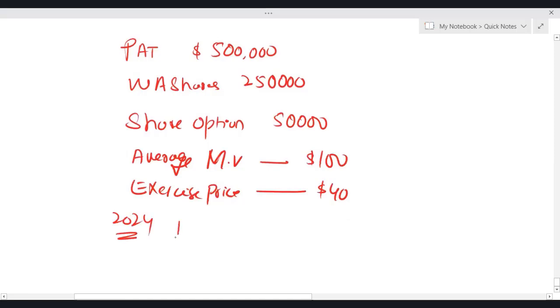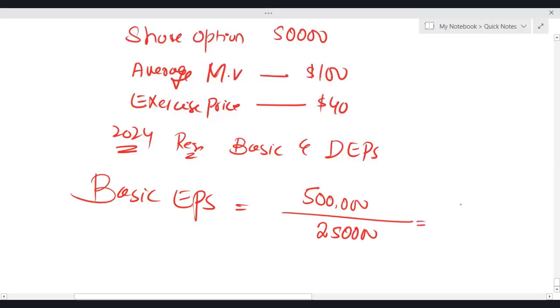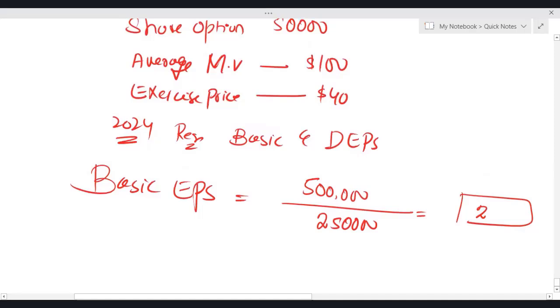Now, 2024 required. We need to calculate basic and diluted EPS. Okay, no issue at all. Very easily we can calculate basic EPS. Profit after tax is 5 lakh. Weighted average shares we have 2,50,000. So obviously the basic EPS is 2. Now, in case of share options, we need to calculate shares for nil consideration. Can you quickly calculate the shares for nil consideration, please? Basic EPS we have 2, okay? Now let's see shares for nil consideration.